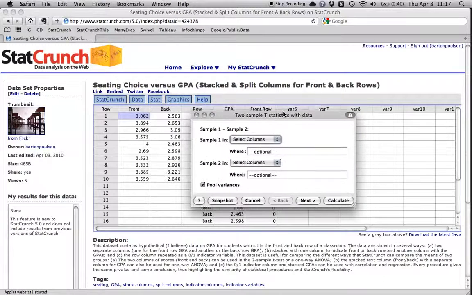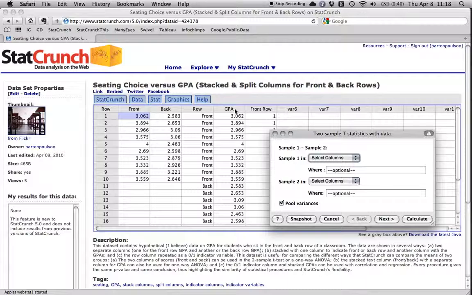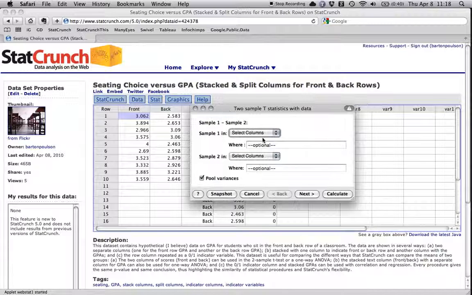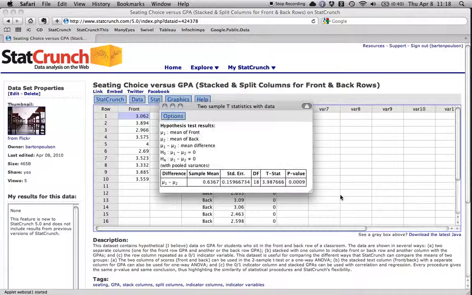Okay, we need to tell it where the data are. When you use the t-statistic, you have to have it in this way where the data for one group are in one column, and the data for another group are in another column. If they came in this form, then you would want to split the columns to get them back to this. Anyhow, group 1 is the front row, group 2 is the back row. Just leave that right there. And we're going to do a hypothesis test that assumes there's no difference between the groups. So we can just leave that how it is and hit calculate.